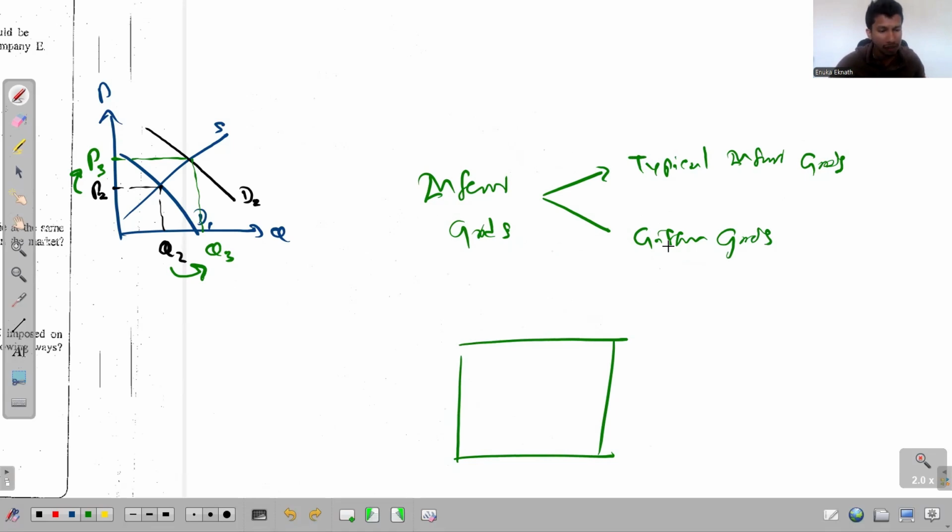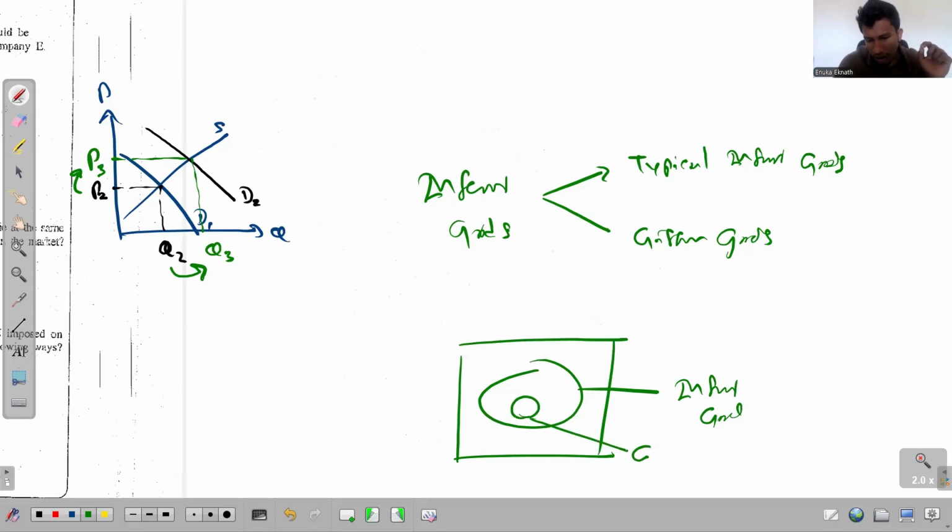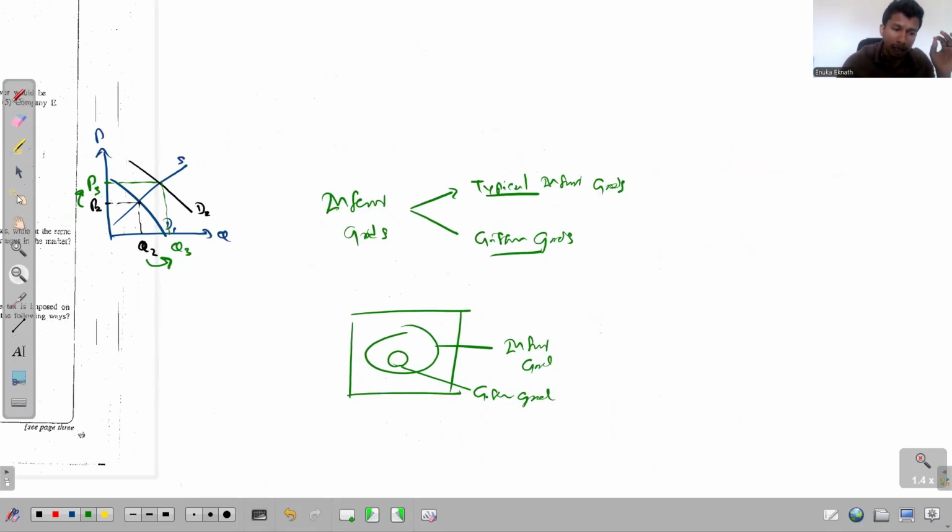Even you should have seen this in some of the past papers as well. If you just draw a Venn diagram, if this is the circle which represents inferior goods, inside that circle you have a subset called Giffen goods. So when they say that this good is simply an inferior good, it can be a typical inferior good or it can even be a Giffen good. But the truth is, if they don't use the word Giffen good, we just need to assume that this has to be a typical inferior good.